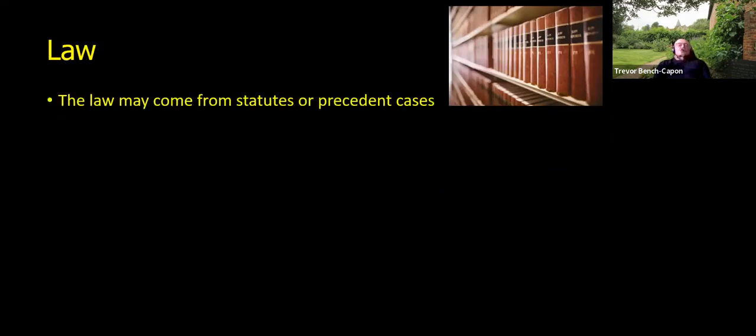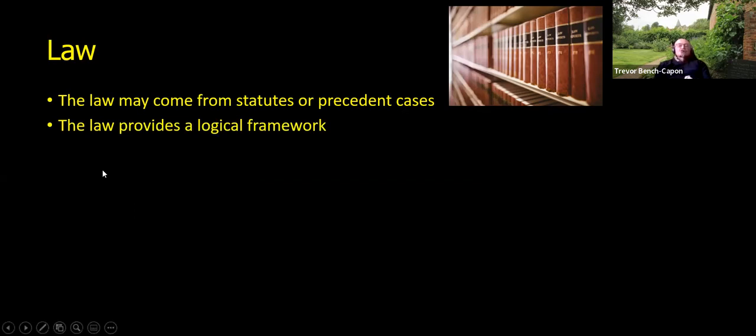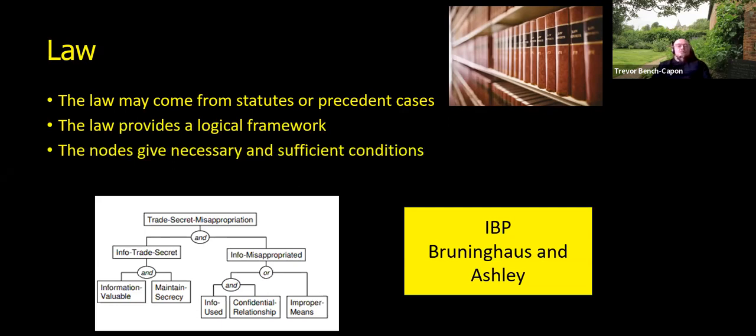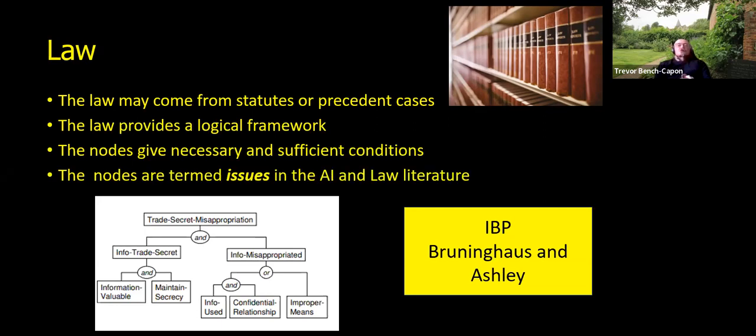But at some point, this law may come from statute or from precedent cases and provide a logical framework in which the reasoning can be conducted. And there's an example from IBP, from Brüninghaus and Kevin Ashley. So we see a logical model there in which the nodes are necessary and sufficient conditions. And these nodes are termed issues in the AI and law literature.